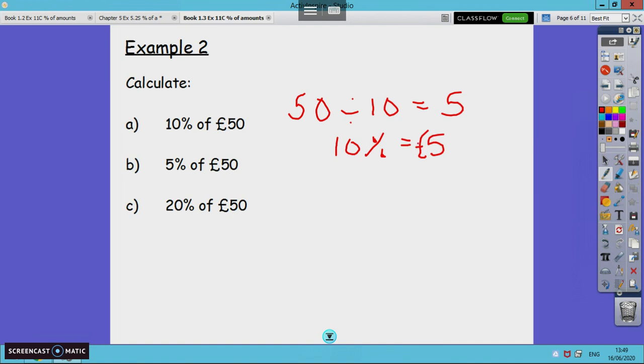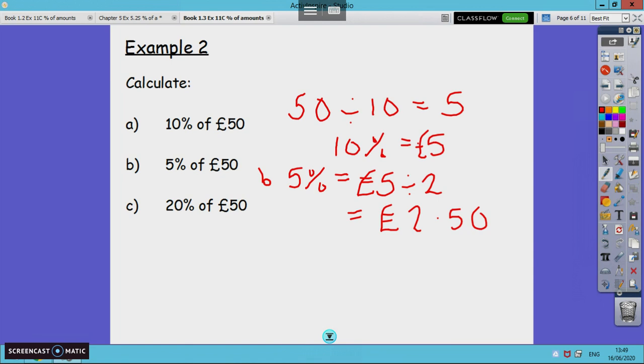Now I need to think about what 5% would be. Well, I know 10% is £5, and I know 5% is half of 10. So 5% is going to be £5 divided by 2, isn't it? It's going to be 10% divided by 2, and 10% is £5 here. So what's half of 5? £2.50. Okay, that's part B there, part A there. And so this here is 5%.